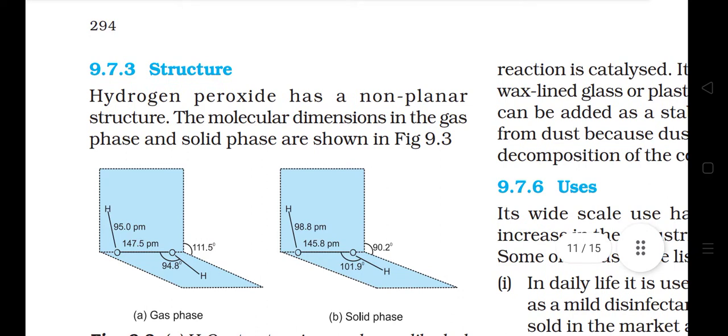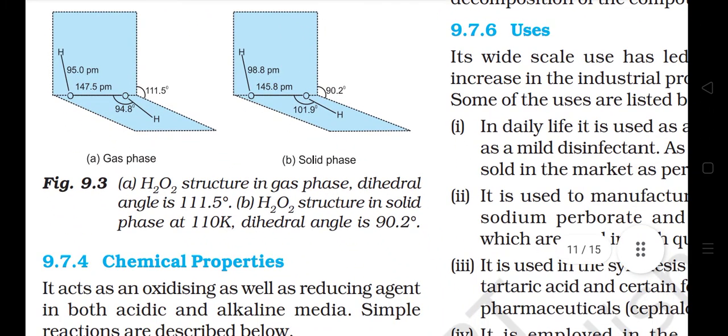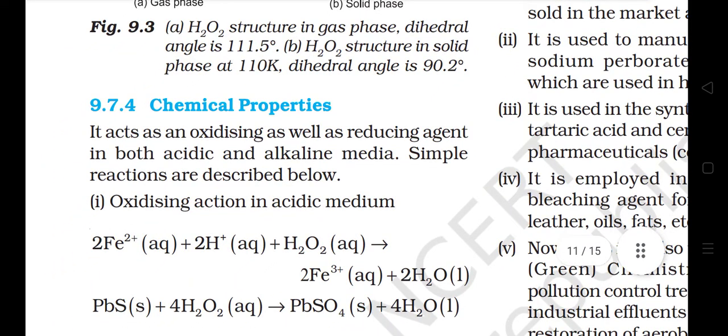9.7.3 Structure. Hydrogen peroxide has a non-planar structure. The molecular dimensions in the gas phase and solid phase are shown in figure 9.3. 9.7.4 Chemical properties. It acts as an oxidizing as well as reducing agent in both acidic and alkaline media. Simple reactions are described below.